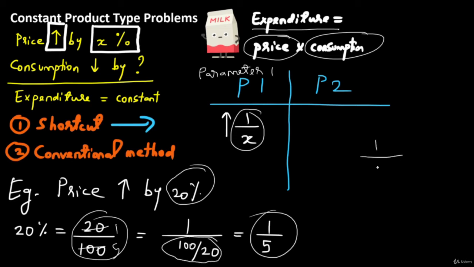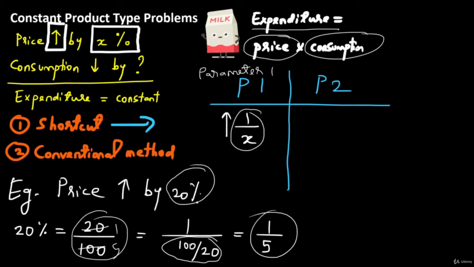Remember, 1 by (A by B) is equal to B by A. So that's what we have used over here. And that's equal to 1 by (100 by 20). 100 by 20 is 5. So again, you get 1 by 5. All right. Now, if you can do this very quickly and with practice, you'll be easily able to do that.